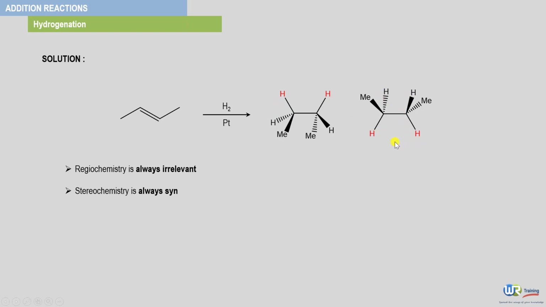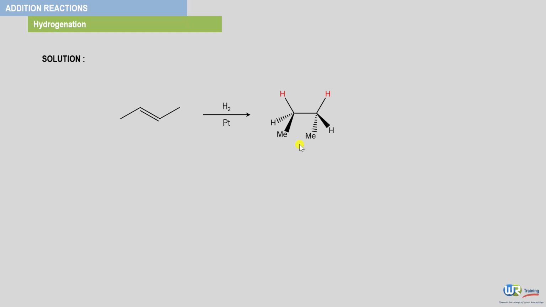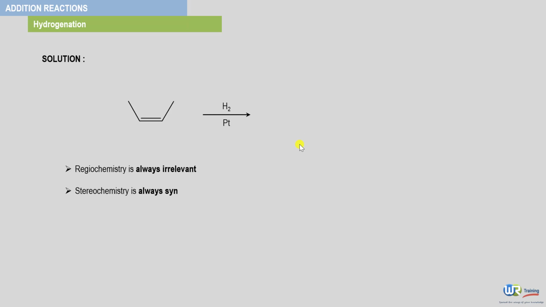And actually, these products are identical, because if you take this product here and you flip it and then rotate it 180 degrees, you will obtain this product here. So there is only one product here, and for this reaction, we will get this one. For the next example, remember, regiochemistry is always irrelevant, and stereochemistry is always syn. So this will give us these two products here.